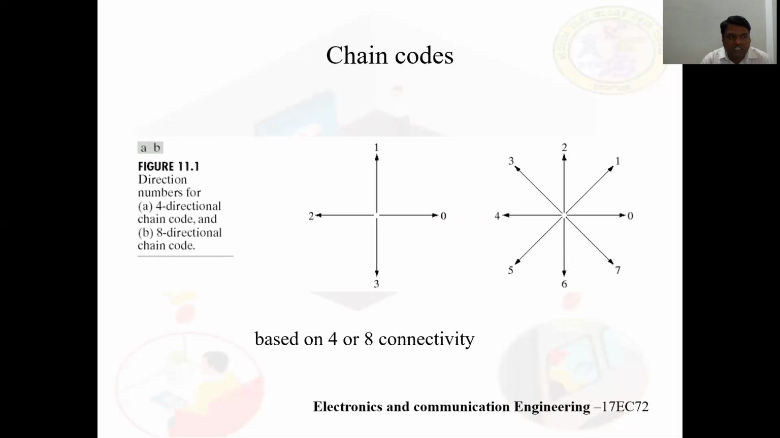Chain code describes the sequence of steps generated when walking around the boundary. They are used to represent a boundary by a connected sequence of straight line segments of specified length and direction. Typically, this representation is based on 4 or 8 connectivity of the segments. The direction of each segment is coded by using a numbering scheme as shown in the figure. That is 4 directional chain code and 8 directional chain code.